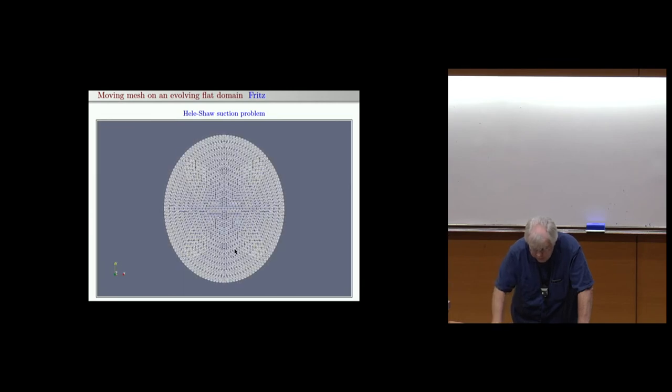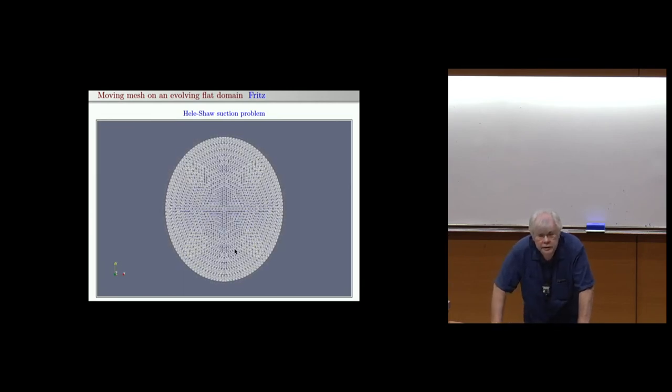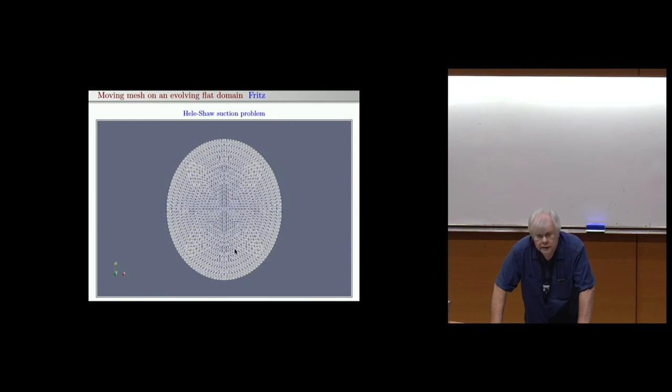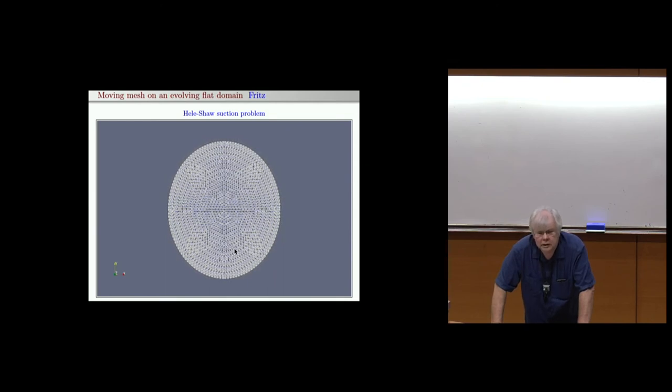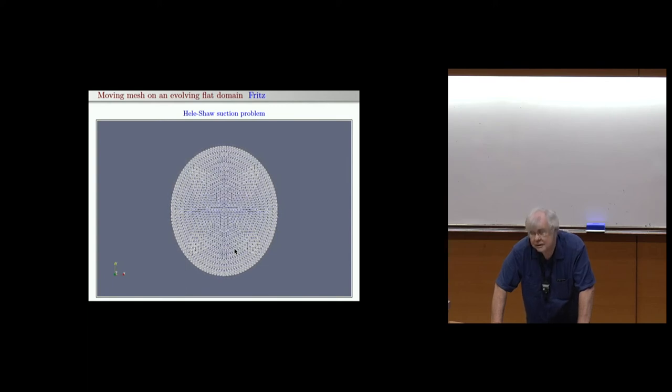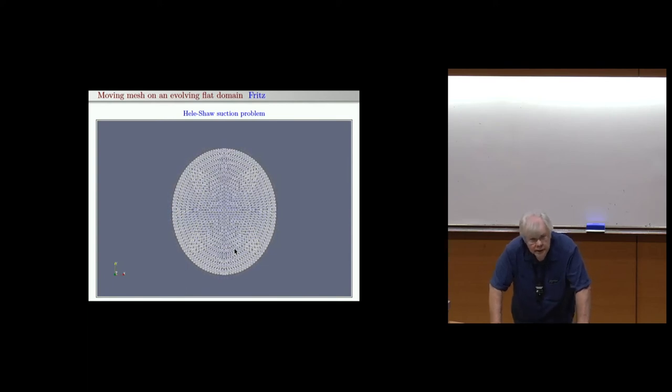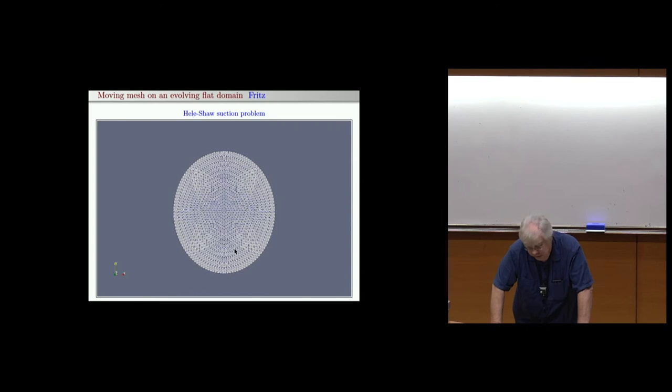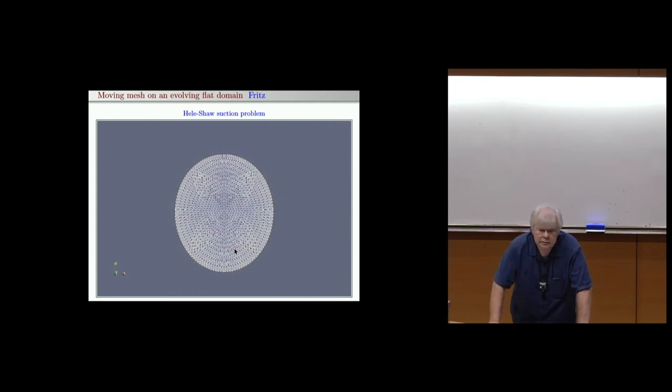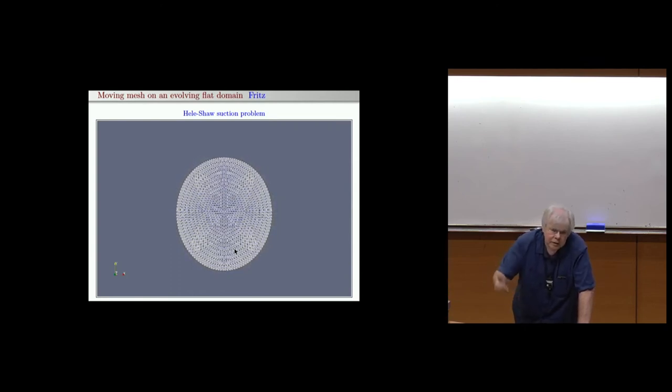And we use this idea for solving the so-called Hele-Shaw suction problem. Here, this is solving a Poisson equation where there is a sink at a point, so it's sucking fluid out of that domain. And what you see is this problem is not well posed. It blows up in finite time.